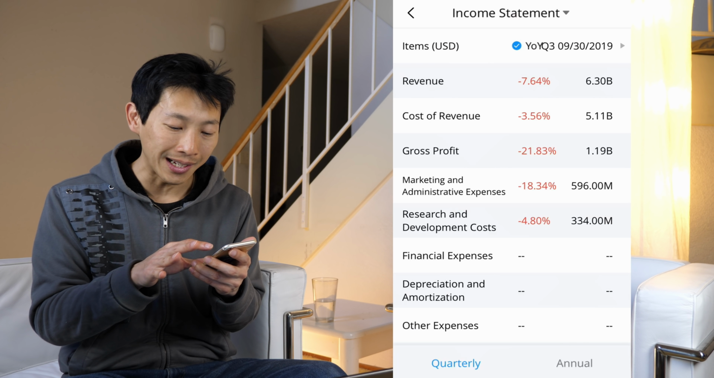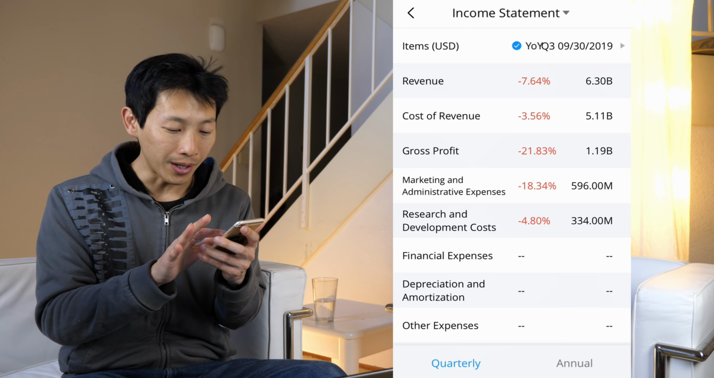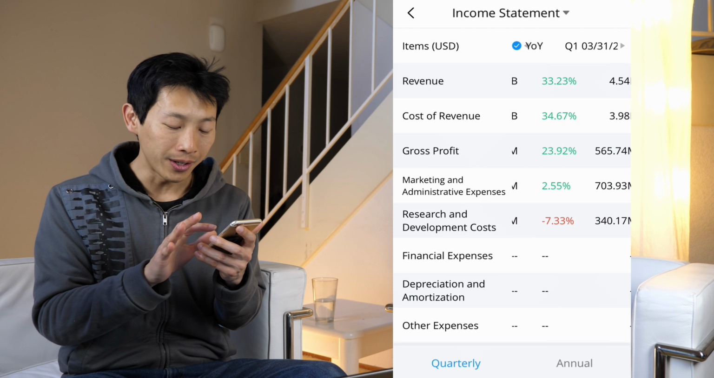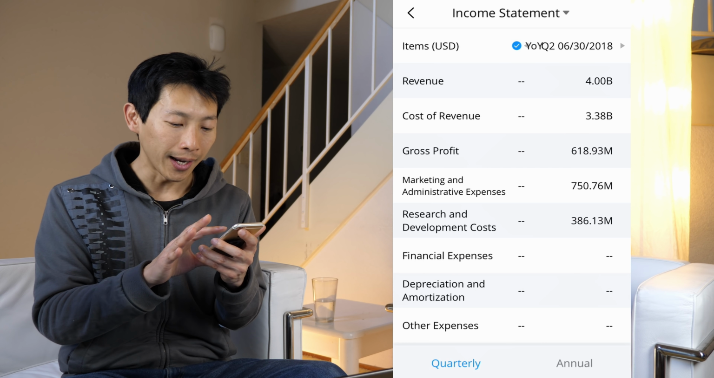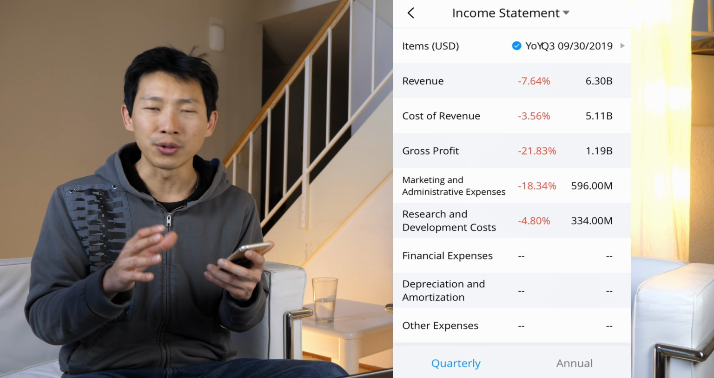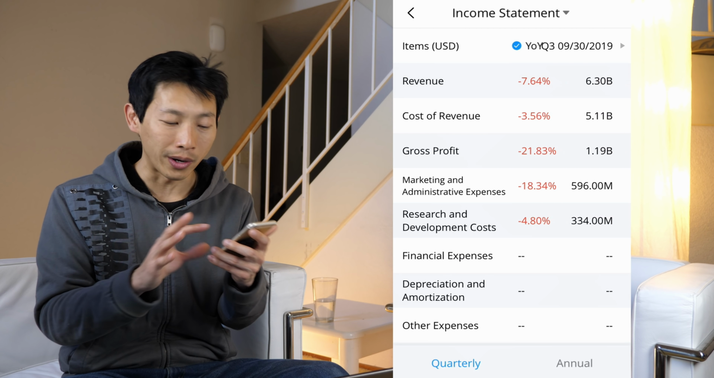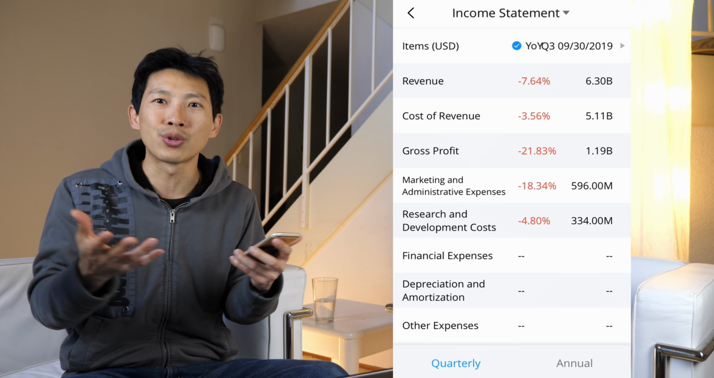Now, when you go into the income statement, it's quarterly information. So if you swipe left over here, you can see the previous quarter and then the previous quarter, previous quarter, previous quarter. And usually, I can't even figure out what these numbers are. If you just look at one single number, let's say revenue, 6.3 billion, 6.35, I can't visualize this.